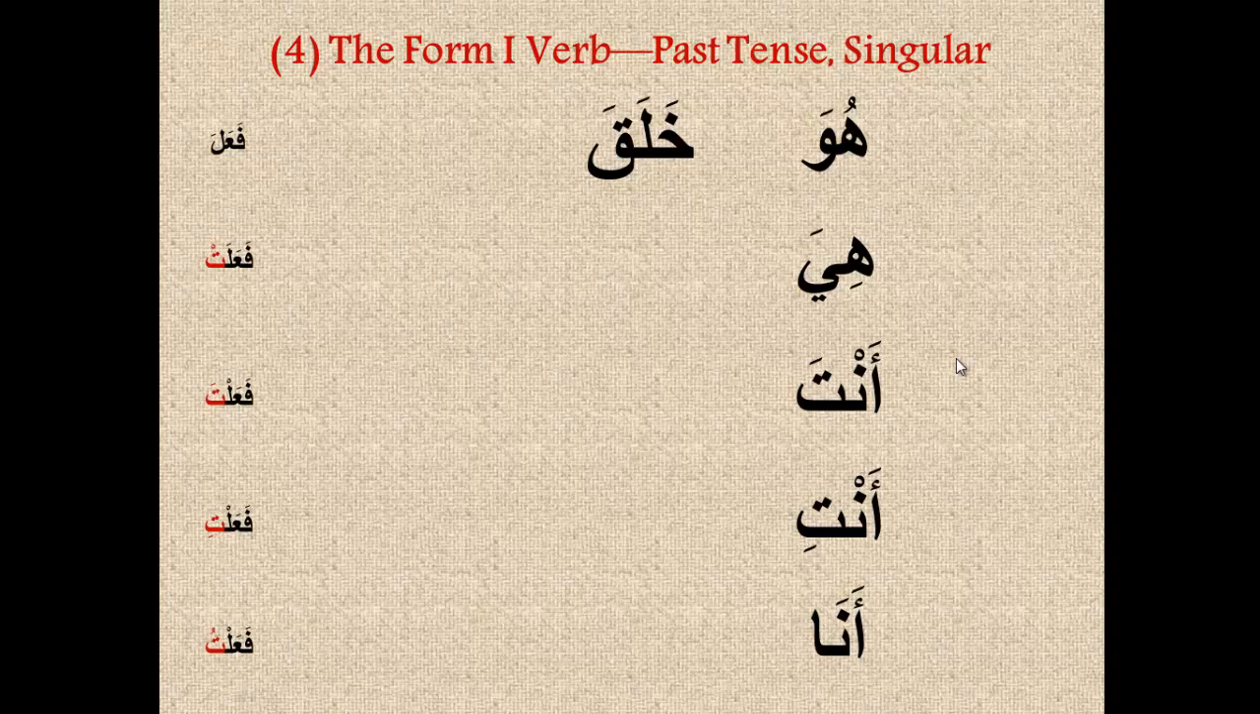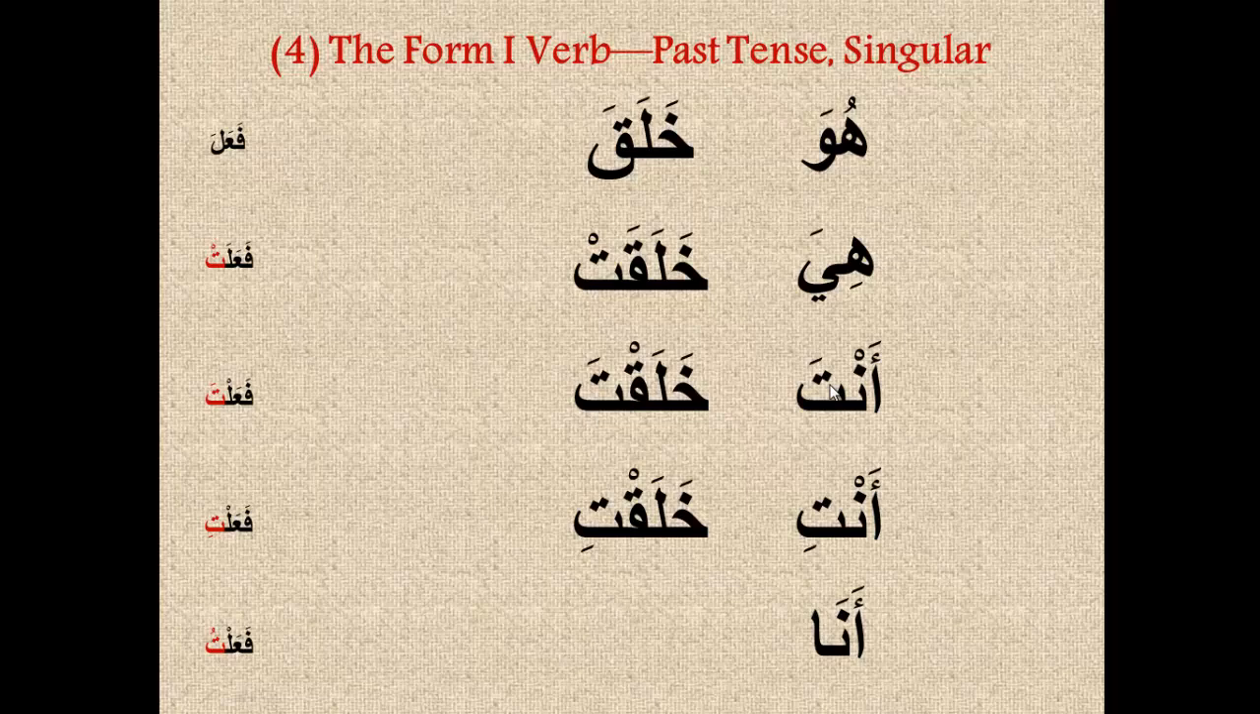What are the root letters? They are kha, lam, and qaf. Very basic verb. How do we conjugate it for hiya? We add a ta with a sukoon. Khalaqat. Anta would have a ta with a fatha at the end. Anta khalaqta. Anti khalaqti, with a t at the end. And ana khalaqtu.